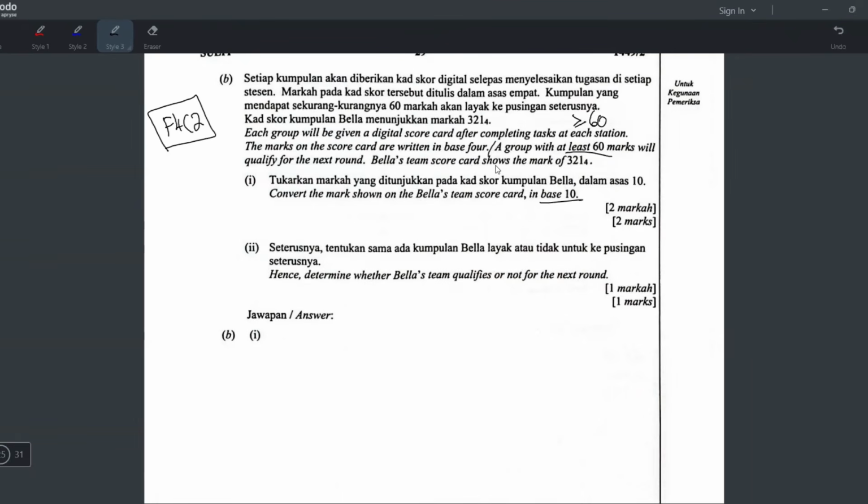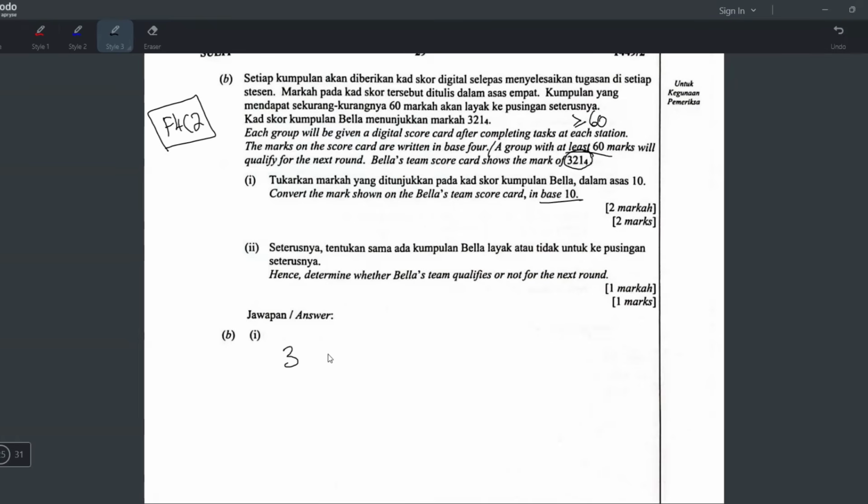And Bella's team scorecard shows the mark of 321 base 4. So number one, convert the marks shown on Bella's team scorecard to base 10. We have to convert to base 10, then only we know whether she's qualified or not, right? Because now it's in base 4. So we cannot say that she got 321 marks. No, no, no. This is in base 4. That's just not true. You have to convert to base 10 to know her actual marks.